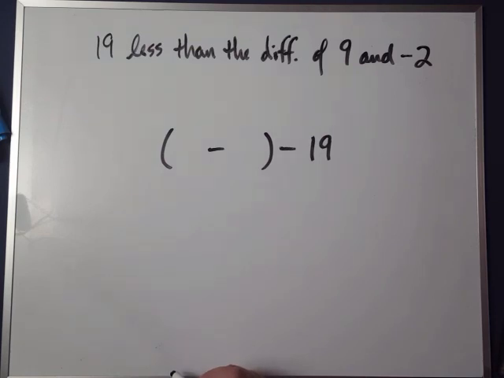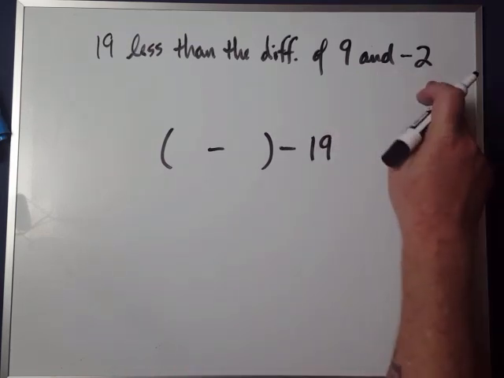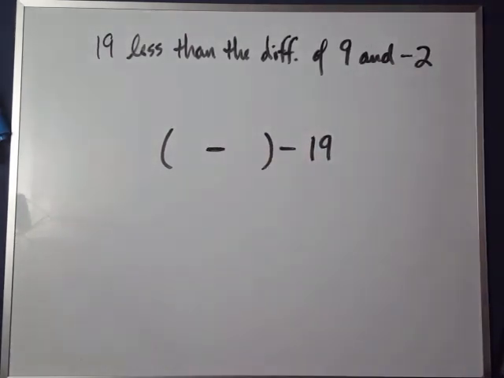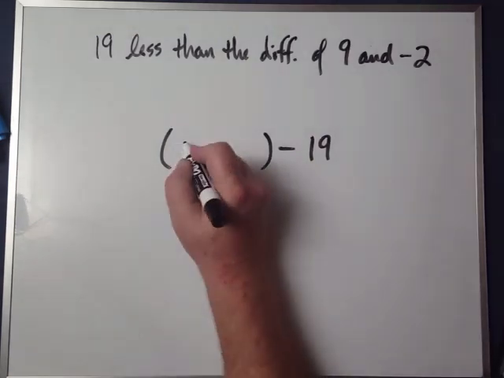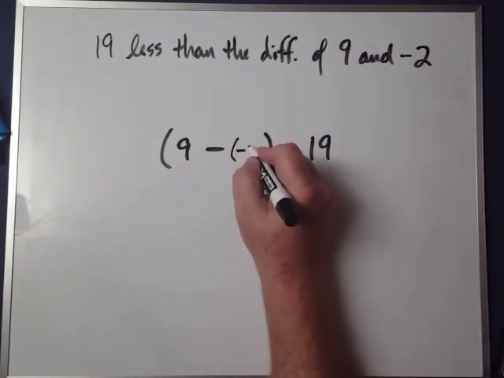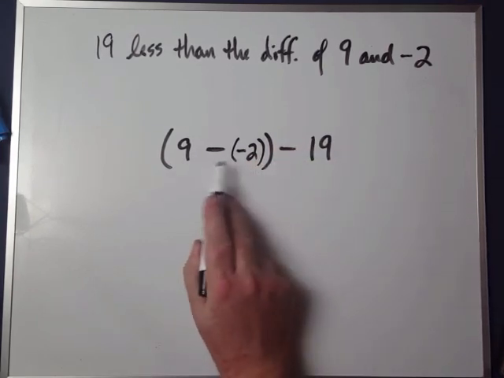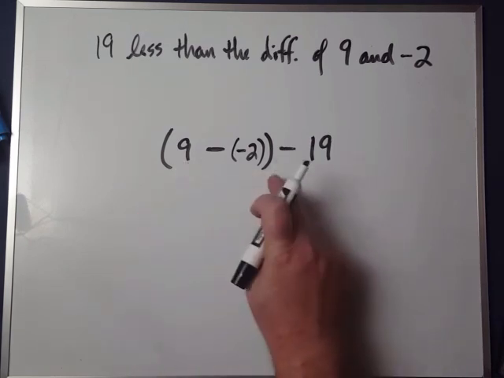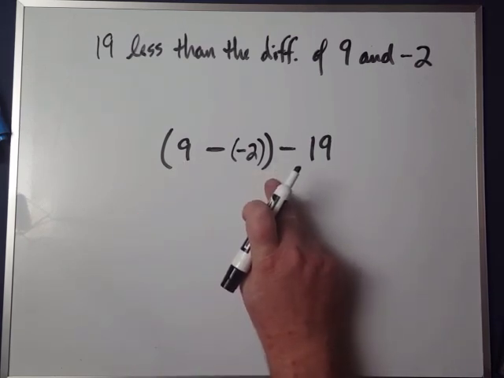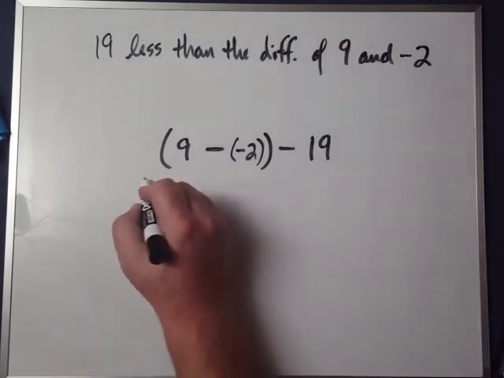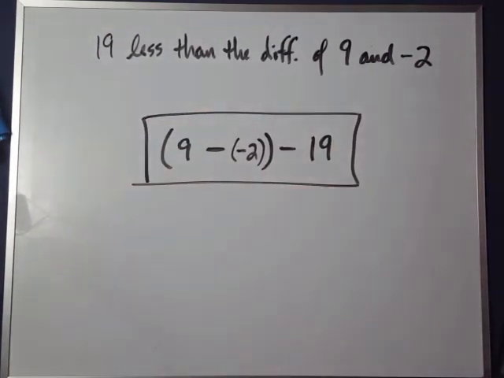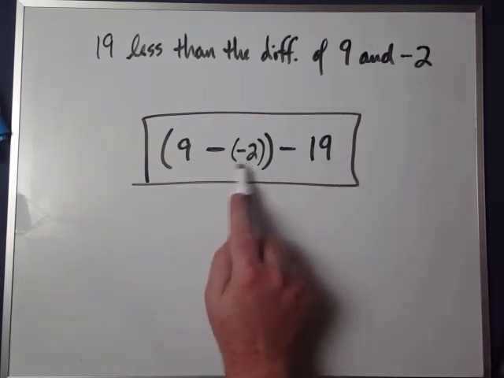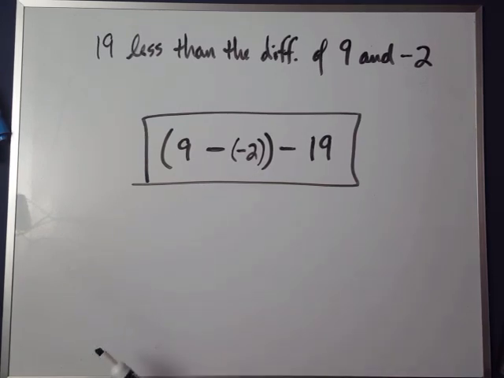What difference? The difference of 9 and negative 2. This and is your subtraction sign. It's this guy right here. The difference of 9 and negative 2. I want those two negatives separated from each other. You are welcome to change these outer parentheses up to square brackets. I don't find it necessary. I see nothing wrong with what we have here. I have written 19 less than the difference of 9 and negative 2. Piece at a time is the way to do these.